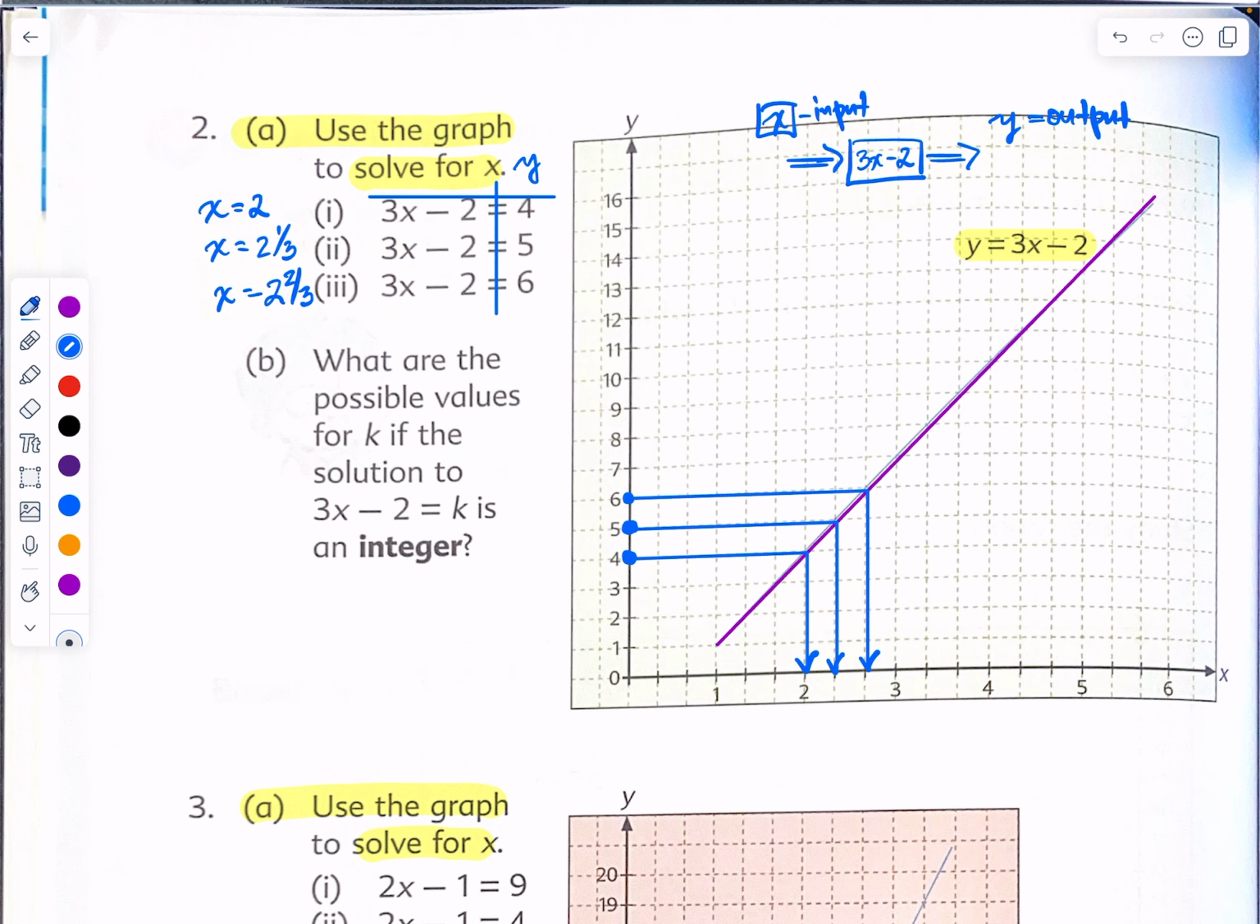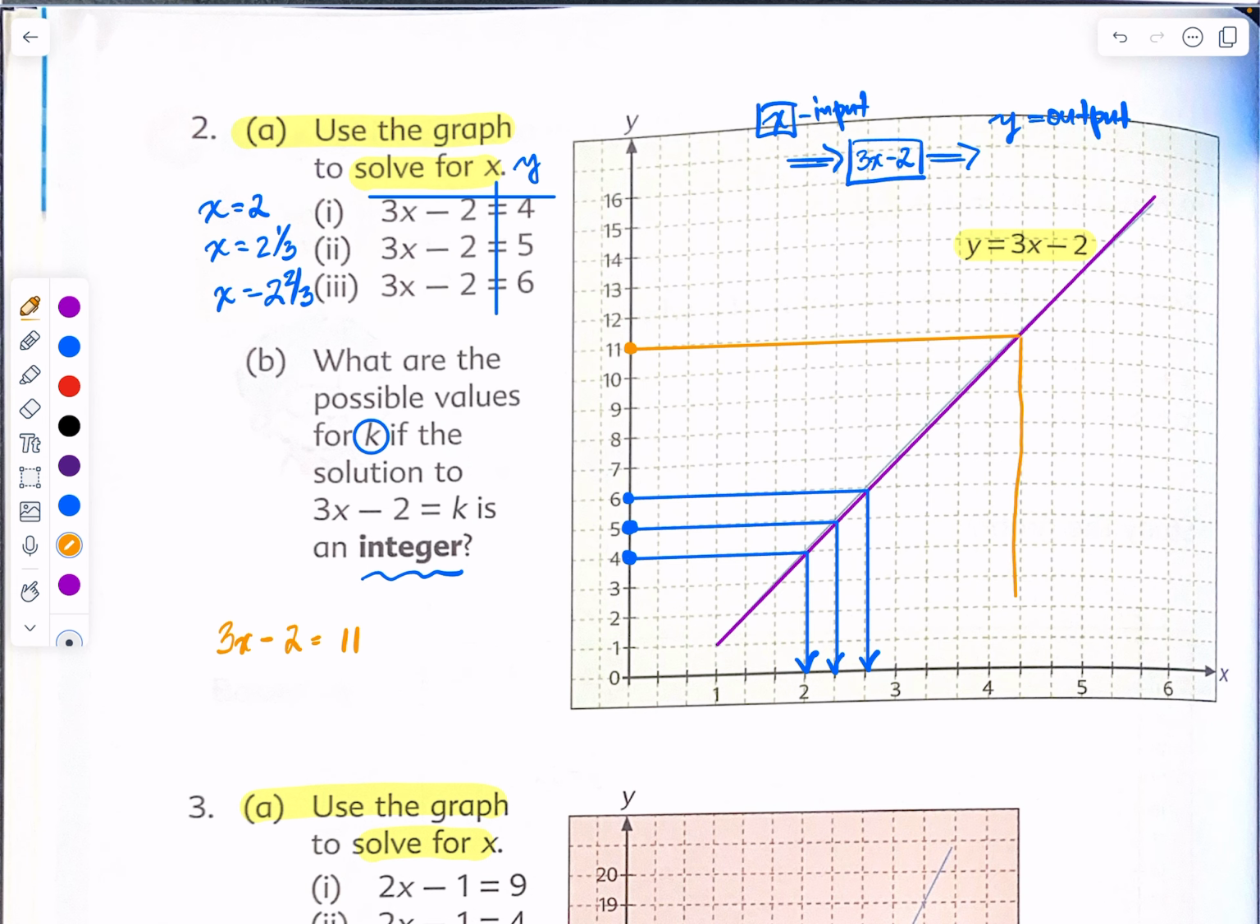Next question, what are the possible values for k? This is confusing to students sometimes. I wish they didn't use this language. If the solution to 3x minus 2 equals k is an integer, we know integers are positive or negative numbers, including 0, but they must be whole numbers. So 3x minus 2, what can it be? Let me pick a different color. It can be something like 11, right? So take a look. If 3x minus 2 equals 11, what are the possible values? Yeah, this is our value.